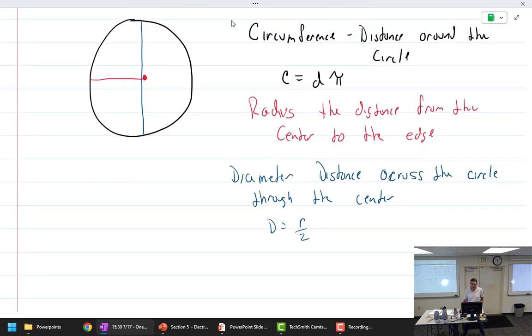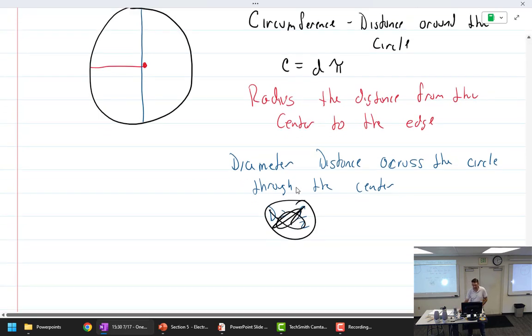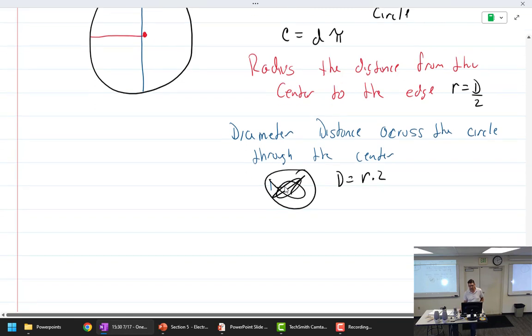But when we get into areas, hang on. Oops, yeah, this goes up here, so scratch that. I was trying to do something else. The radius equals the diameter divided by two, and the diameter equals the radius times two. Did I do it right this time? Yes. Okay.